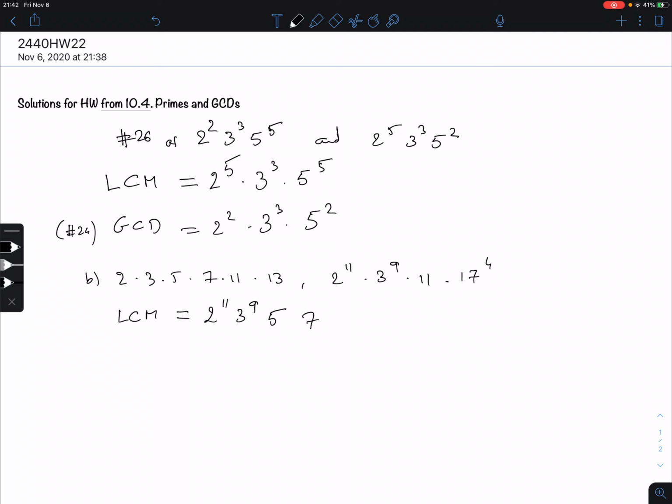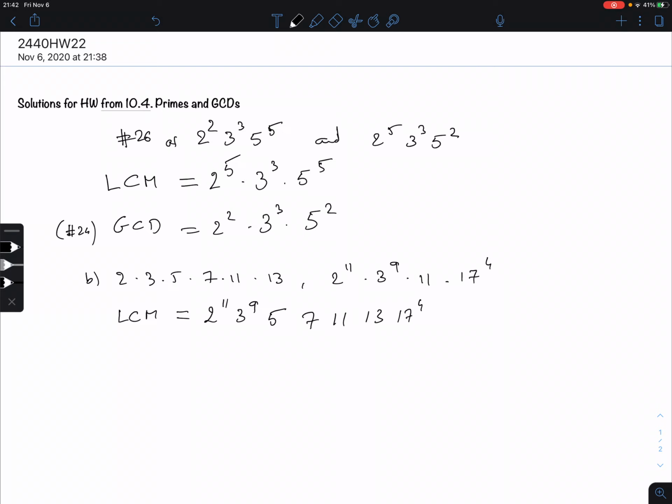Same for 7. 11 is the same in both, and then 13 is there in the left number, not in the right number, but the highest power is there for 13. And the highest power of 17 is 17 to the 4th. So this is the prime factorization of the LCM. And the GCD you can do as well.